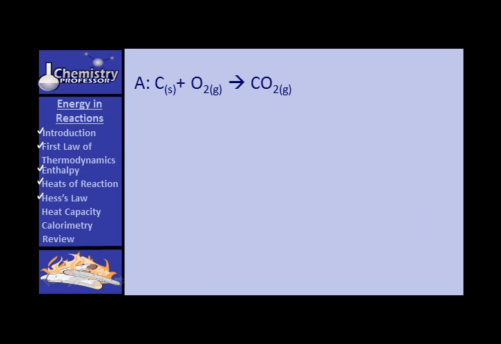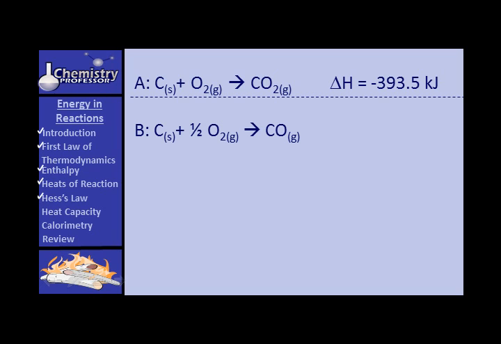We can take carbon, burn it in oxygen, and produce carbon dioxide. And when we do, if you look it up, you will find the delta H is minus 393.5 kilojoules. We've got carbon and oxygen both in their standard state conditions and their most stable state. Now that's one way of doing it. Let's look at another way.